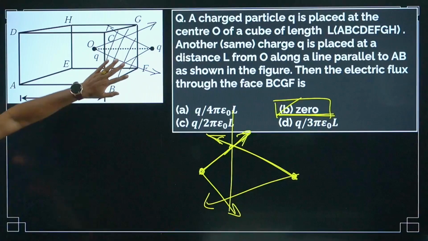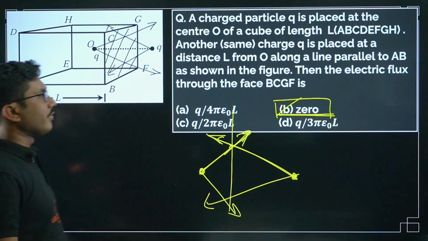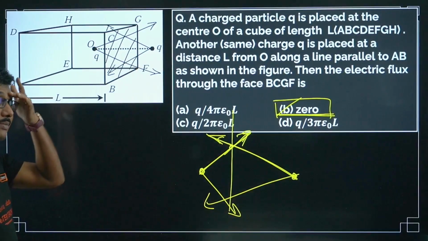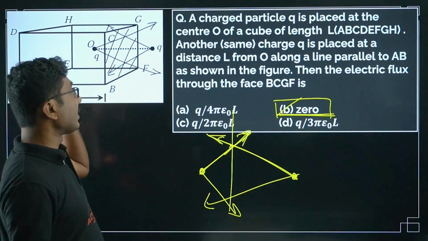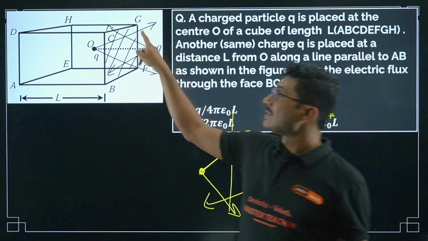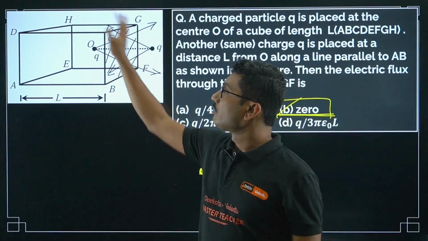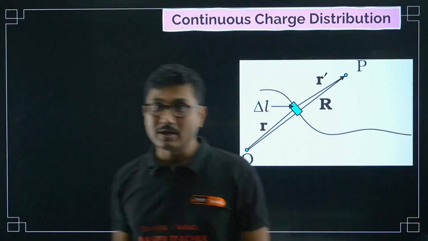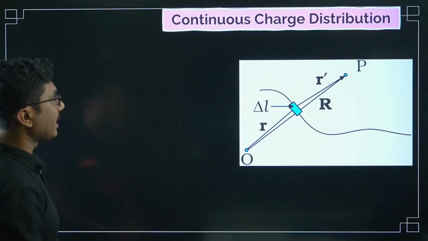So be careful, this is a trick question just to confuse you, but don't get confused. Just apply basic physics law. It is not based on Gauss law. It is only about a single surface, not through the entire box. If it were an entire box, then you could have applied Gauss law, but here it is not required.